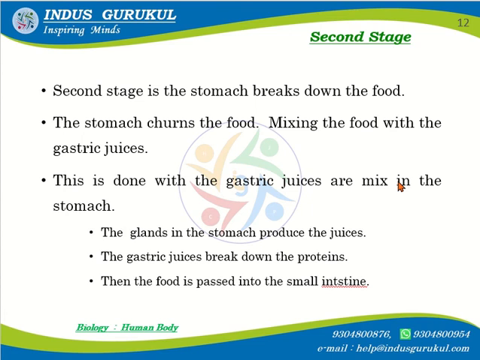The stomach actually churns the food, that is, mixes the food, through the gastric juices, which are secreted inside the stomach. Majorly HCl, which is also known as hydrochloric acid, you will learn in later classes. This is done with the gastric juices, as we call them in the common name, and these juices break down the proteins, and then the food is further passed into the small intestine.